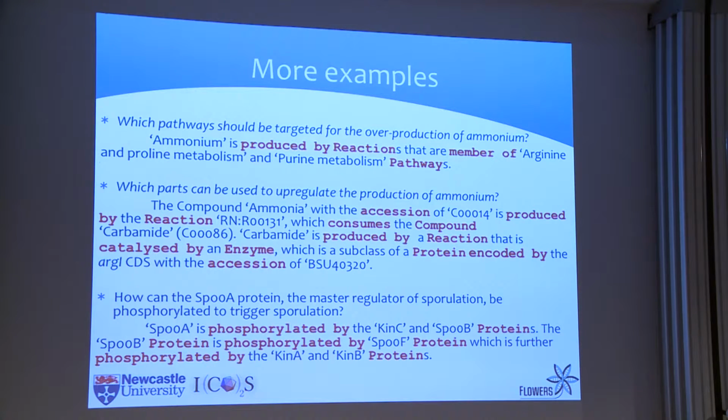The ammonia, for example, is produced by a reaction consuming the carbamide compound, and carbamide is produced by a reaction catalyzed by an enzyme, and this enzyme is encoded by the ARC-I coding sequence. I can also ask questions about protein-protein interactions. In this case, how can the Spo0A protein, the master regulator of sporulation, be phosphorylated to trigger sporulation, for example? And we can retrieve a list of suitable answers for different types of questions.